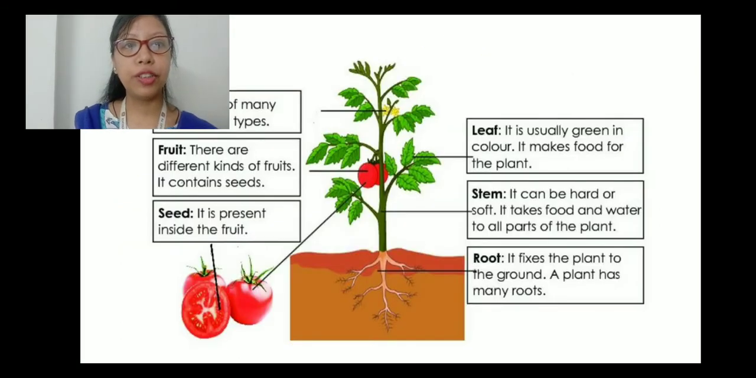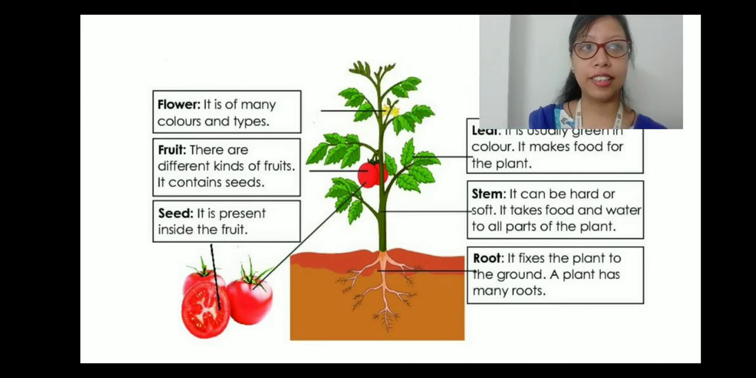Next we have the parts of a plant. Let us discuss this one. The first thing is the flower. The flower is of many colors and types. Every tree has its own flowers, and they come in different shapes, different colors and different types. We have already seen lots and lots of flowers, right?